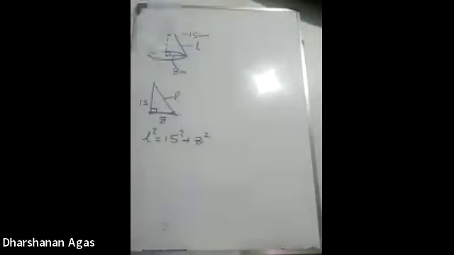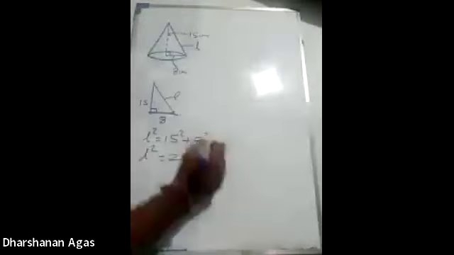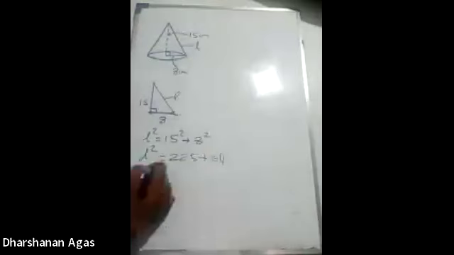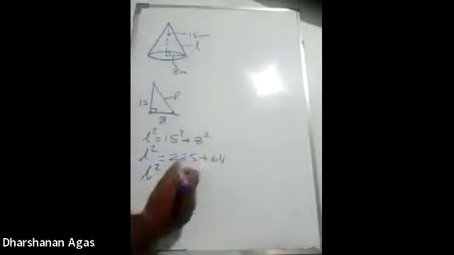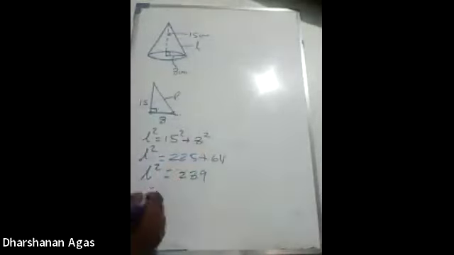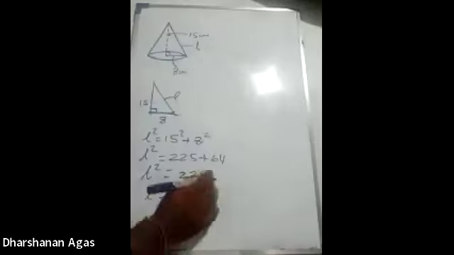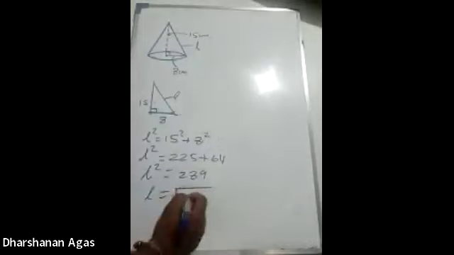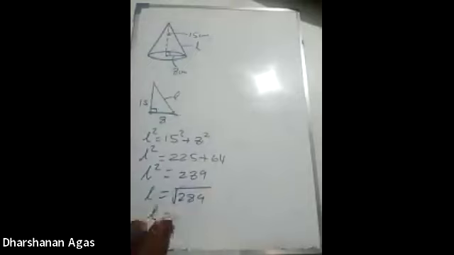So use Pythagoras theorem, L square equals 15 square is 225. 8 square is 64. Then L square equals, add these two, 289. Then L equals square root of 289. Then L equals 17 centimeter. What is the answer? 17 centimeter. Then after that we can find the second question, pi r L.